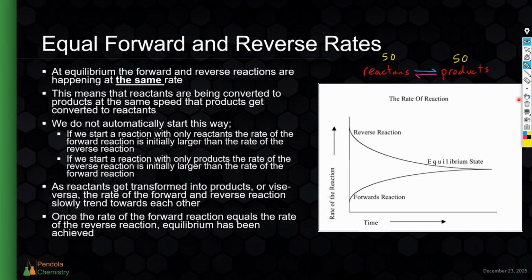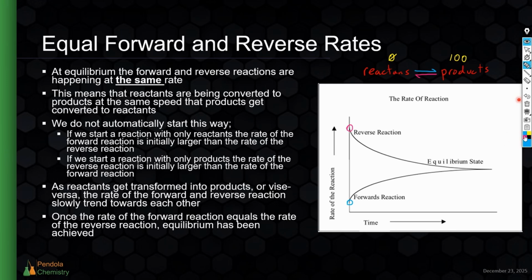So if we start a reaction with only reactants, we get the forward reaction. If we start with only products, we get the reverse reaction. This is a case of the latter, where we start with 100% products, so the reverse reaction happens. Notice how we start with the reverse reaction rate being really high and the forward reaction rate being really low, meaning that we're starting with more products than reactants. But what happens? As the reaction proceeds, as products become reactants, the amount of products is going to decrease.